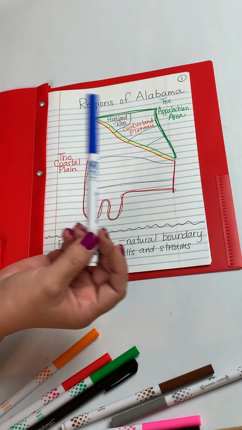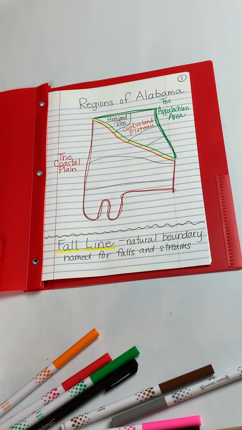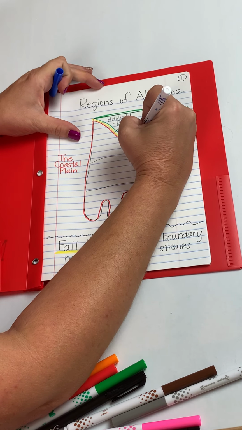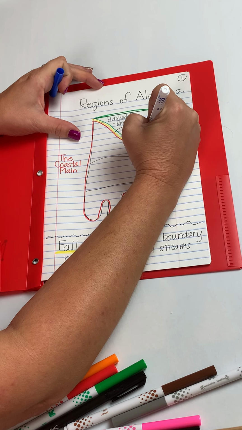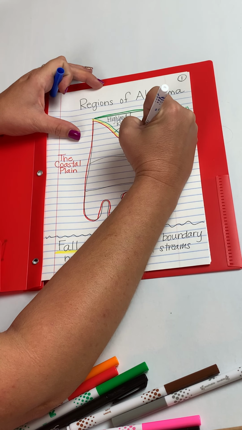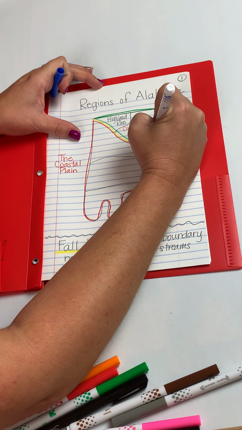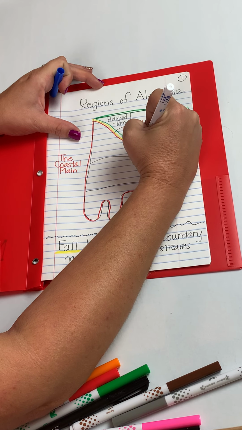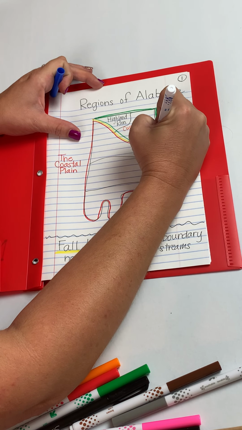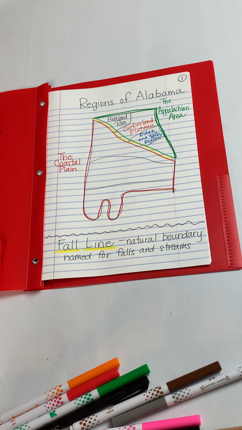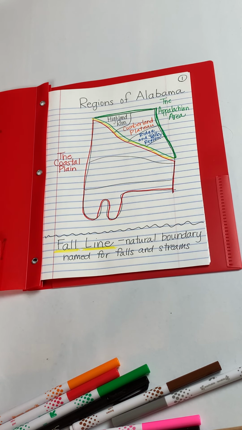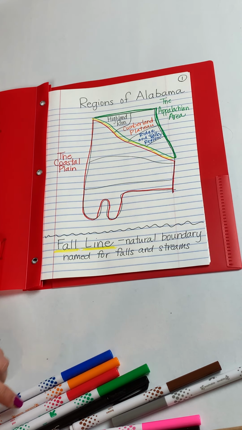All right. Now we're going to use blue. And this is the Ridge and Valley region. The Ridge and Valley region. And once again, if I'm going too fast, just pause and come right back, okay?